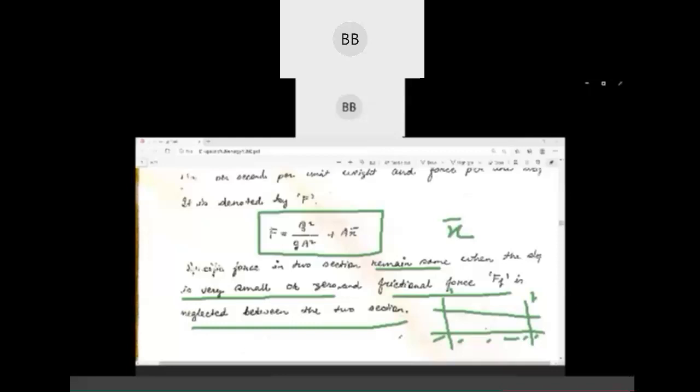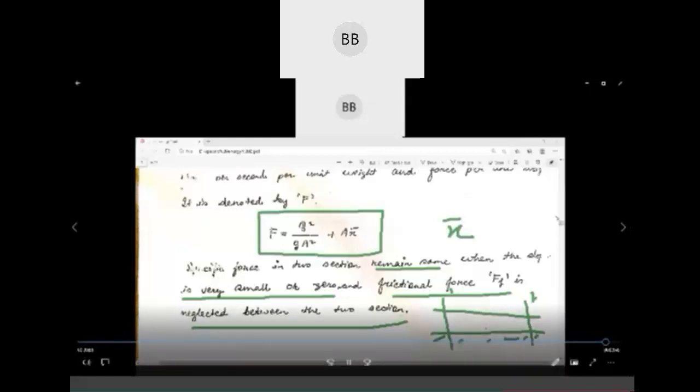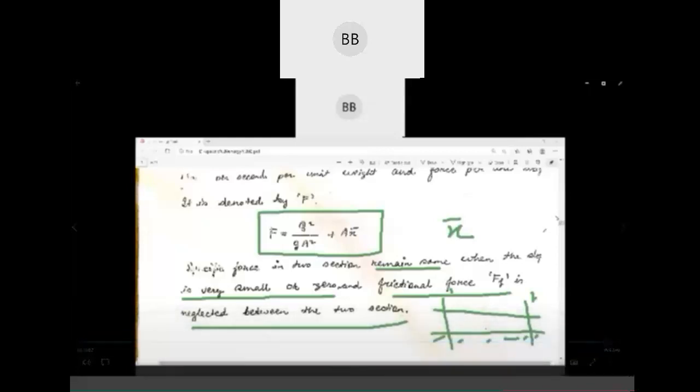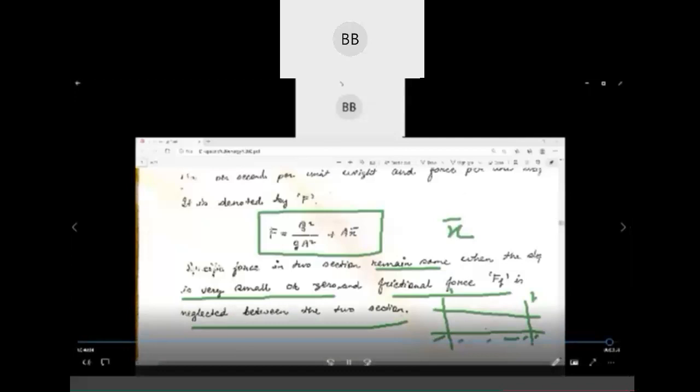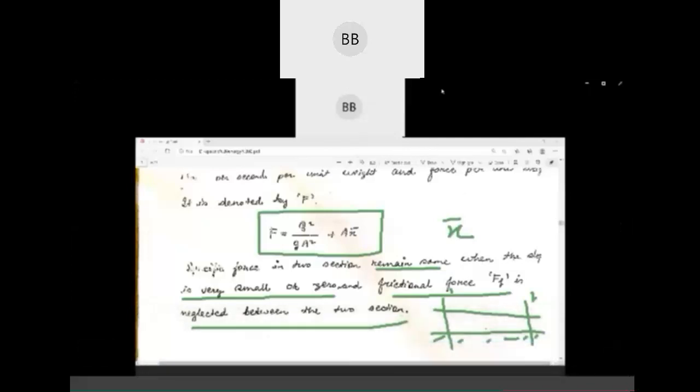So this is all about your specific force. In the next class we will discuss the derivation, and I think we'll be having two classes in the next week. In the first class we are going to derive that equation, and then we will move on to the next unit. So we are going to end today's lecture here. If you have any doubts, you can discuss now.